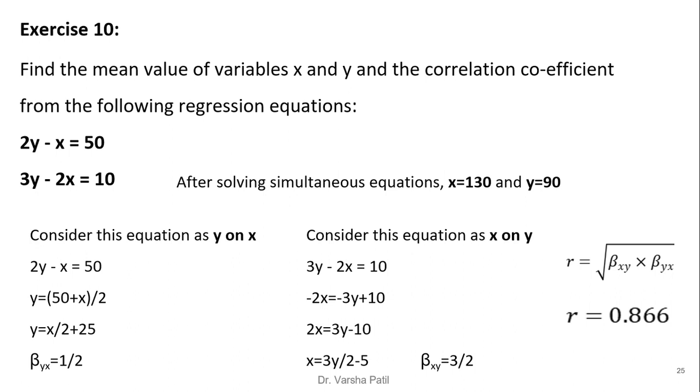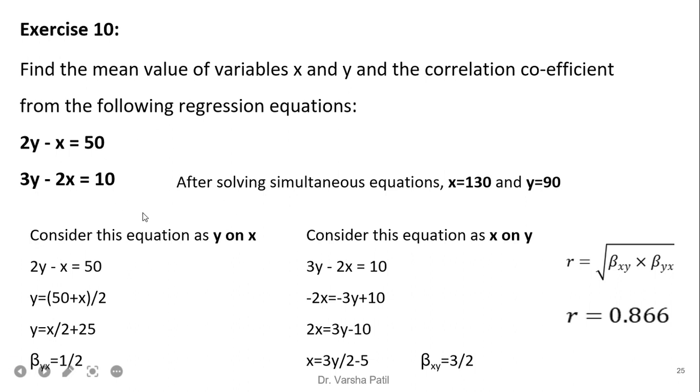Next problem, find the mean values of variables x and y and the correlation coefficient from the following regression equations. The equations are given: 2y minus x is equal to 50 and 3y minus 2x equal to 10. So these two equations are given. After solving the simultaneous equations we will get x equal to 130 and y equal to 90. It is very easy to solve the simultaneous equations and get the answer.